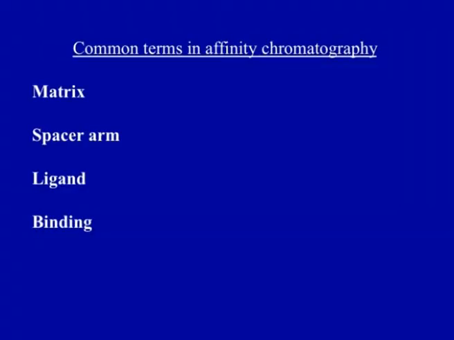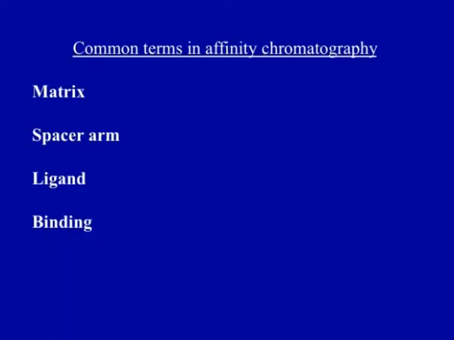There are certain terms which are important. One is matrix, which we have discussed earlier, but in terms of affinity chromatography, the matrix for ligand attachment is very important. The matrix should be chemically and physically inert and should be able to attach to the ligand. Then the spacer arm, like I have shown you, is used to improve the binding between ligand and target molecule by overcoming any effects of the steric hindrance of the matrix.